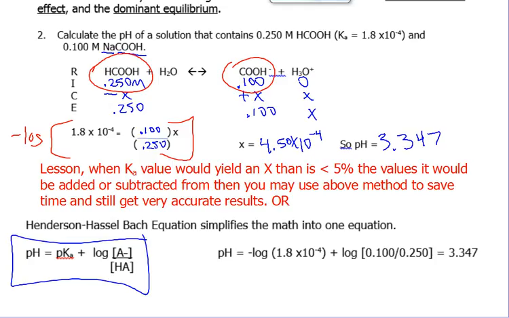Yeah, using the ICE table and subtracting out the x values and stuff like that works fine too. Yes, you may. That's all recorded now.